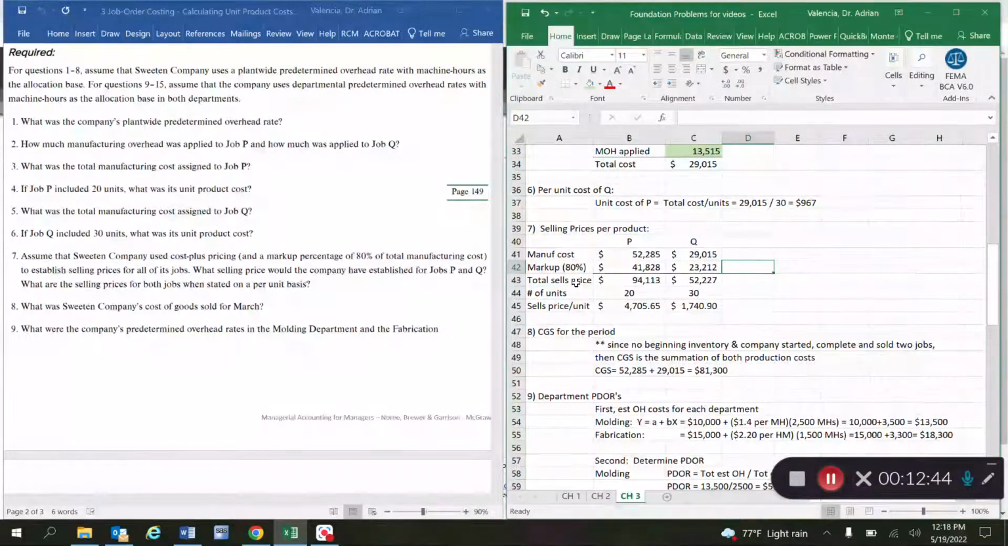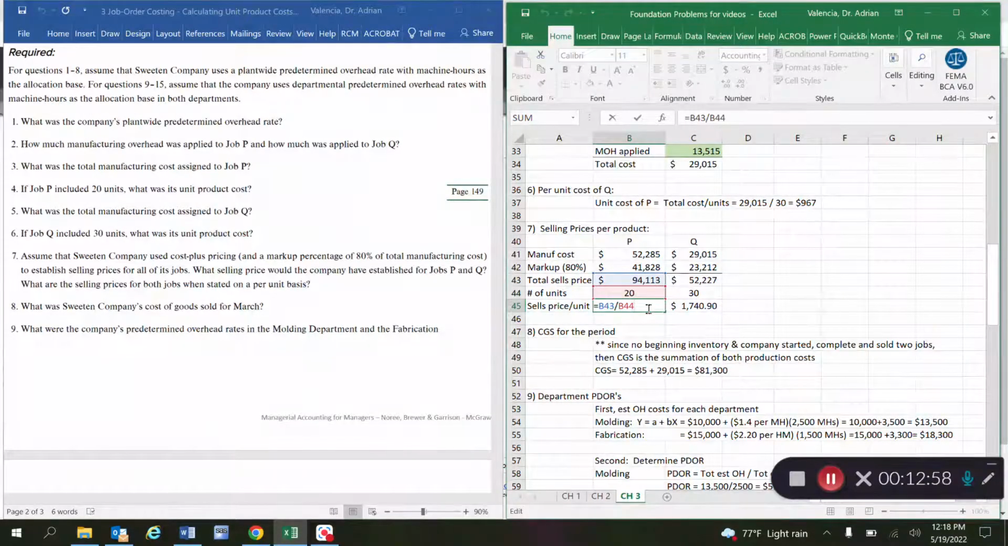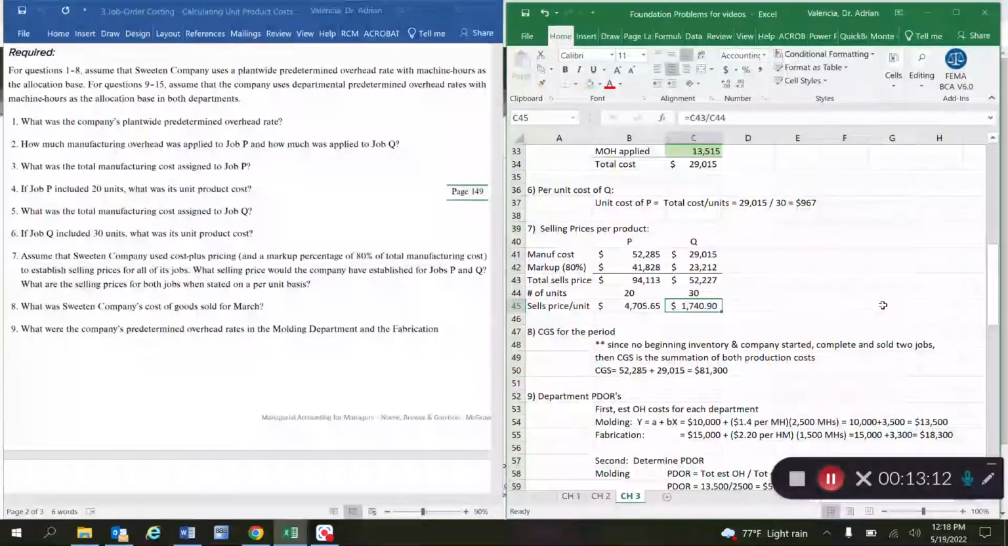Okay, this is on a total basis, so they also want to know on a per unit basis. So if we're going to generate revenues of 94,113 for all of the units, when we divide it by 20 units that we manufactured, we get this. So I'm taking the total sales price divided by 20, and we get a sales price of $4,705.65 for P, and then this $1,700 roughly for Q. That's the sales price per unit.